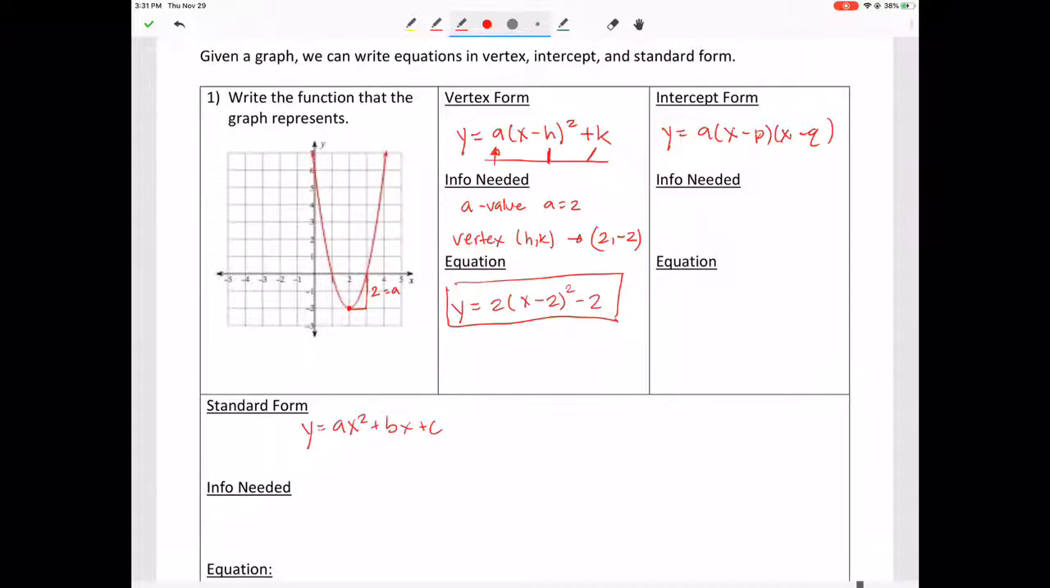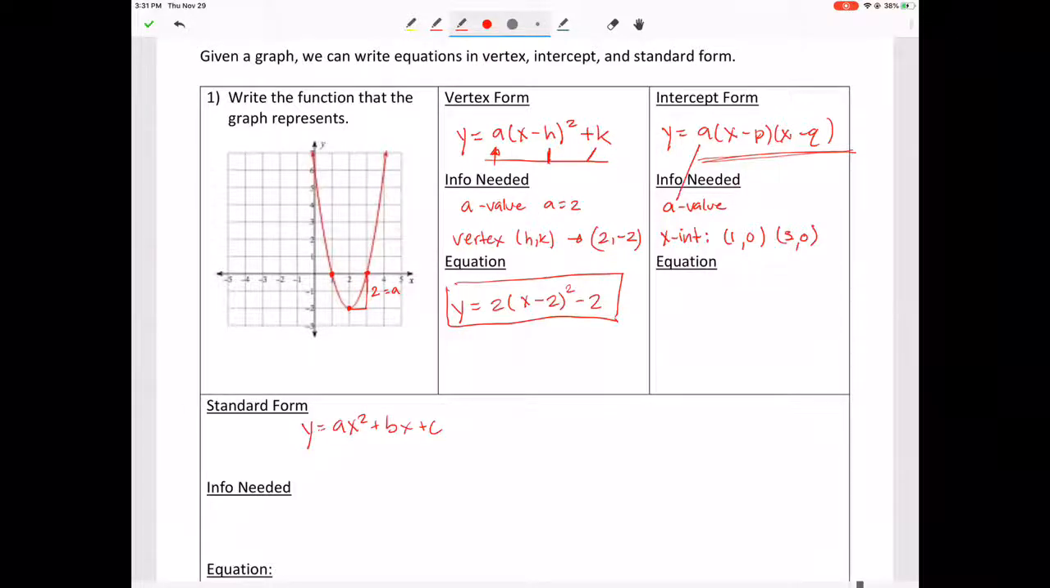All right, intercept form. We will still need to have the a value. And then, if you remember, when we were given an equation and we were graphing, what were we able to find really quick? It turned out to be the x-intercepts. Those are ordered pairs. One of our x-intercepts is right here, it would be 1, 0, and the other is 3, 0.